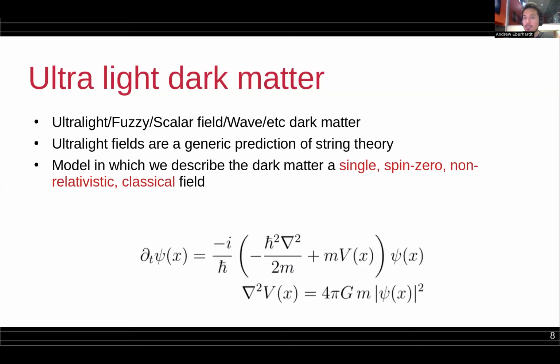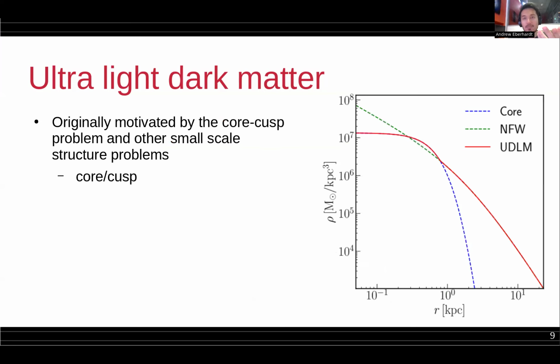But of course, by now, there has been quite a lot of work extending the vanilla fuzzy dark matter model to include models with higher spin, with multiple fields, relativistic corrections and quantum corrections as well. But historically, what motivated this model was the core-cusp problem, small-scale structure problems in cosmology. So you see here that fuzzy dark matter, ultralight dark matter gives a core instead of the cusp that was predicted by dark matter only lambda CDM simulations, which of course were in tension with observations.